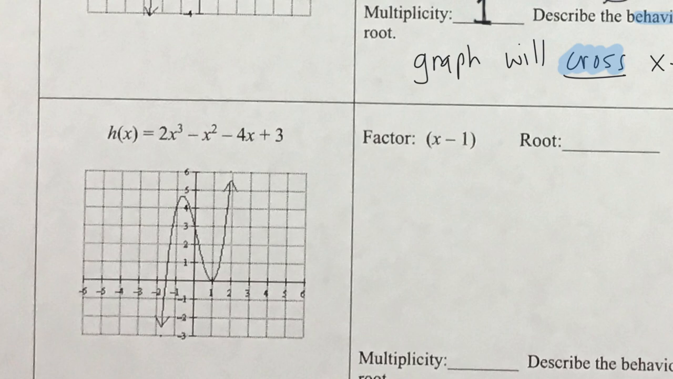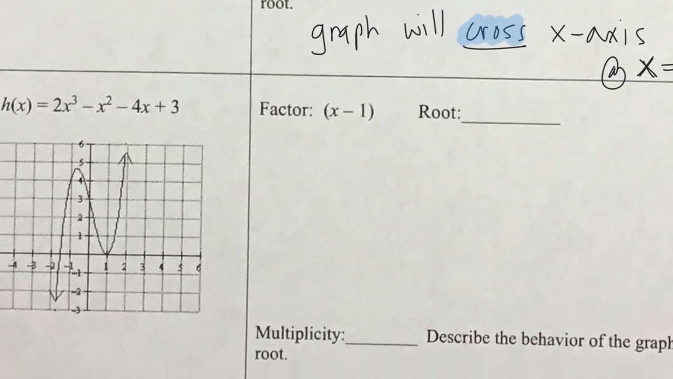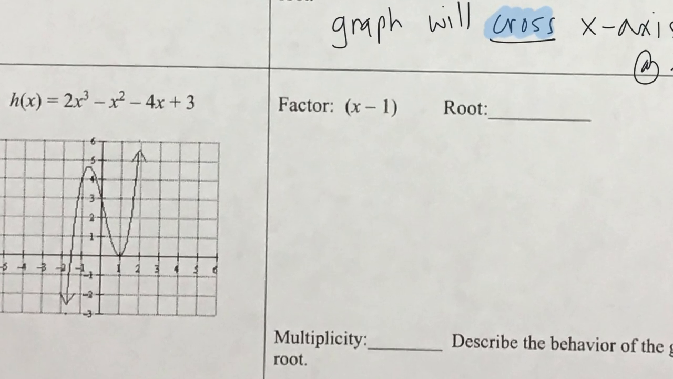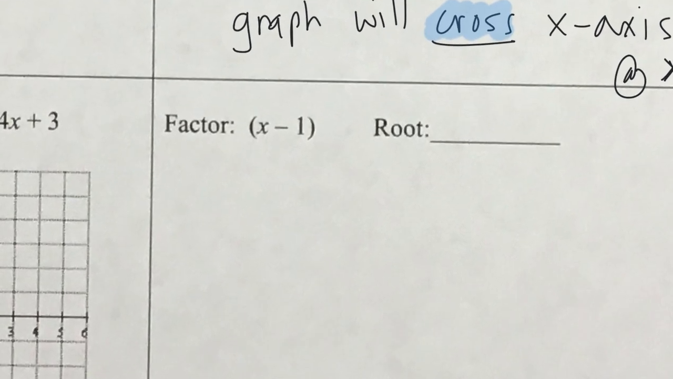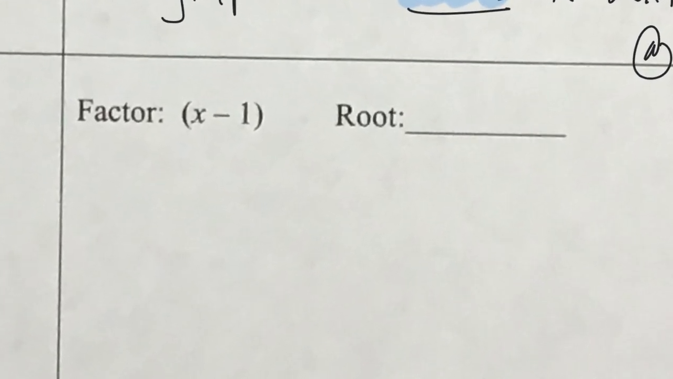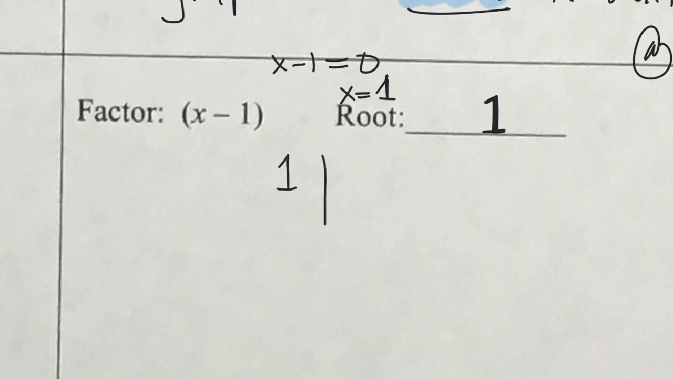but we won't always have a graph, will we? Nope, we won't. So we got to be able to trust your math. So if I had x minus 1 as a factor, what is my root? Positive 1. Okay, you always want to set your factor equal to 0 and solve in order to get the roots that we're going to use synthetic division with.